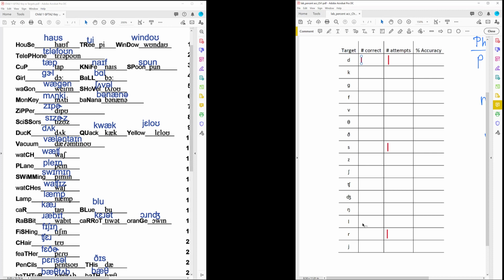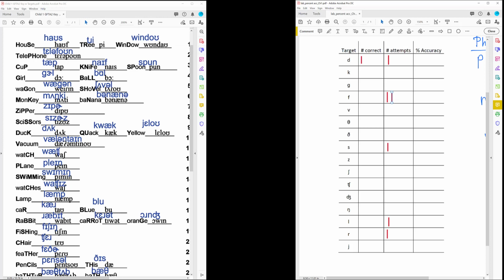We're not looking at T, we are looking at L. So that's an attempt for L. It was produced as a tap. That is not correct, so we don't add one to the correct column. F, but that's also not a correct production because they produced it as P. And we're not looking at that. No T, no P. Here we have another F, this time produced as S. So for target F, that was an attempt, but it was not produced correctly.